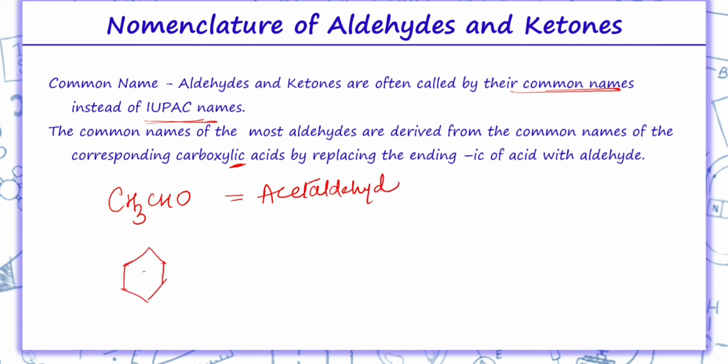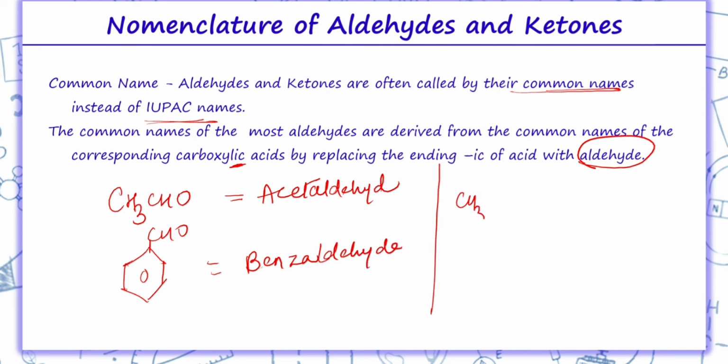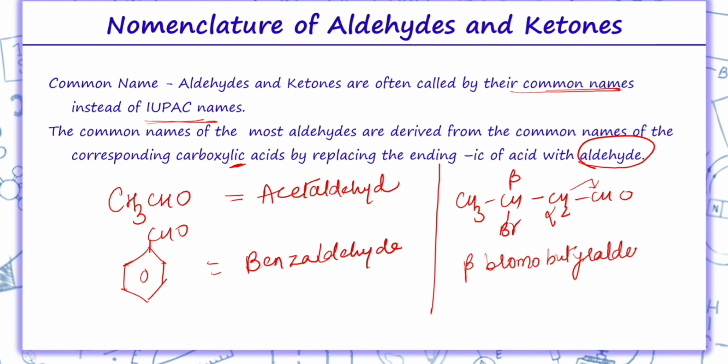Now this will be known as benzaldehyde. So in common namings we write aldehyde, benzaldehyde. Similarly, we have CH3CHBrCH2CHO. So over here this is alpha carbon which is attached to functional group, and this is beta carbon. So its name will be beta bromobutyraldehyde. So here basically in common namings we write aldehyde.